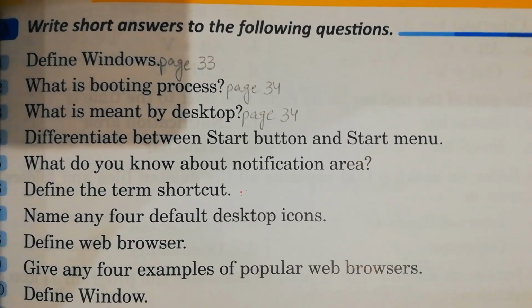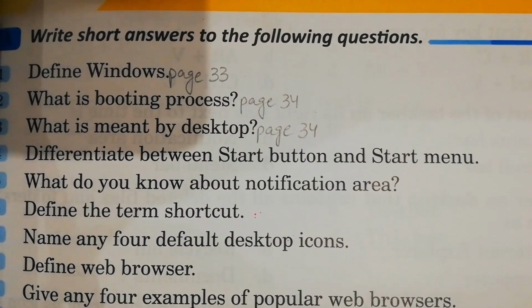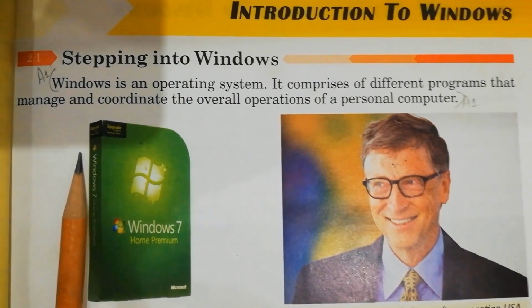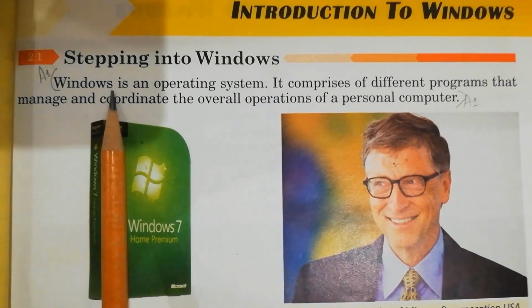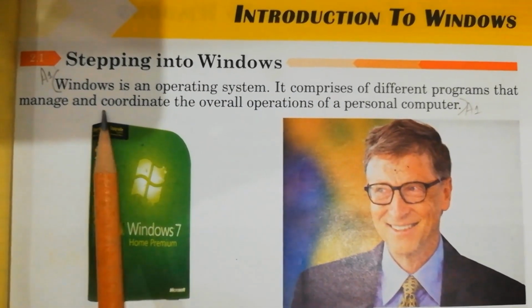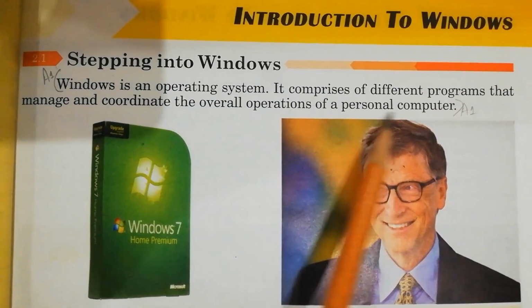Now come to the exercise. Today we are going to revise exercise A, define Windows. Its answer is on page number 33. Windows is an operating system. It comprises different programs that manage and coordinate the overall operations of a personal computer.